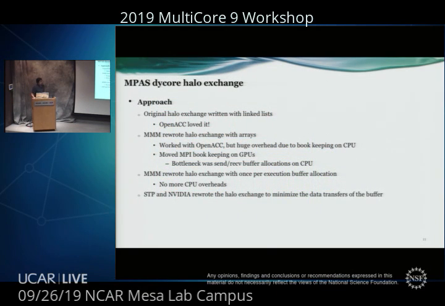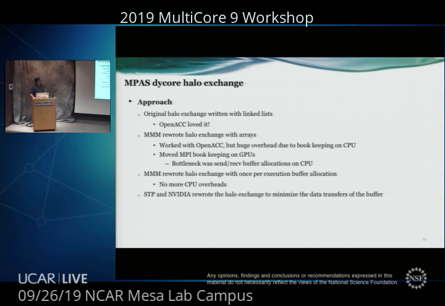So as I mentioned, one of the main problems that we faced after porting a few functions from the dycore is the MPI Halo Exchange. Originally, the Halo Exchange was written using a linked list, and OpenACC just loved it. So we couldn't get any performance, or we couldn't even get it to execute on GPUs. Actually, MCube rewrote this Halo Exchange using just arrays, but some parts were still kept on CPU.